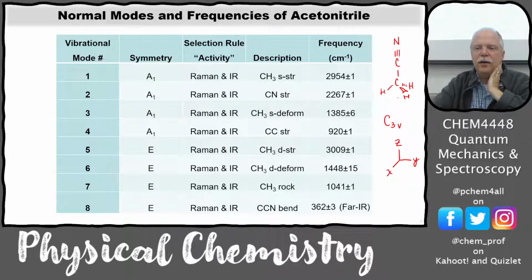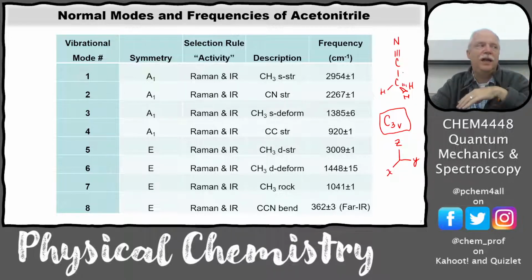Okay, hopefully you could do all of that. You've got the molecule here, you've got the point group here, C3V. Here's the coordinate system. The z-axis is the axis of the molecule, the threefold symmetry axis. And in C3V, you just have A1, A2, and E. And all of the vibrations in this molecule are either A1 or E.